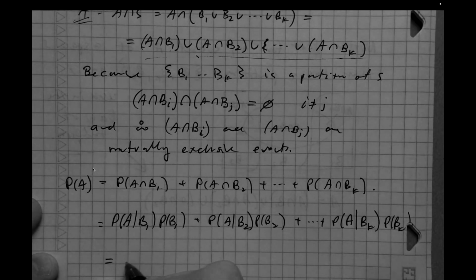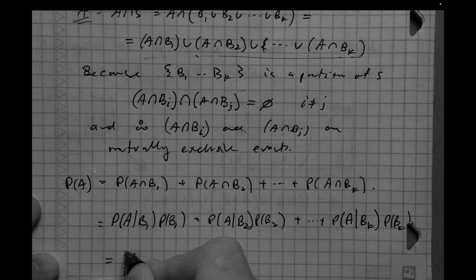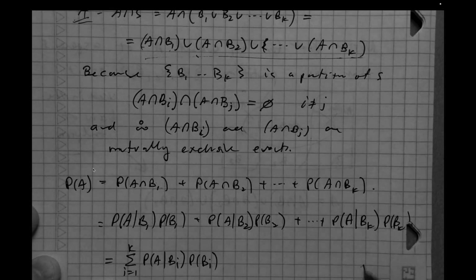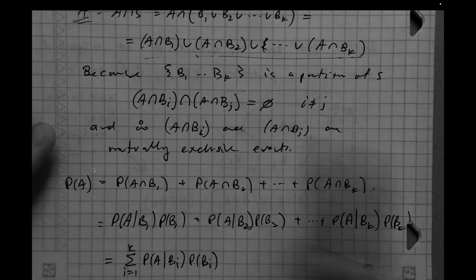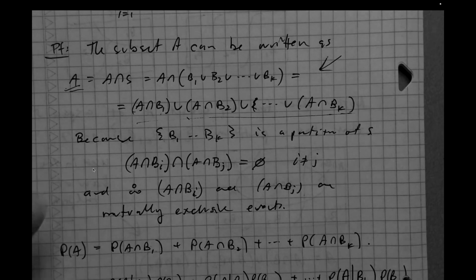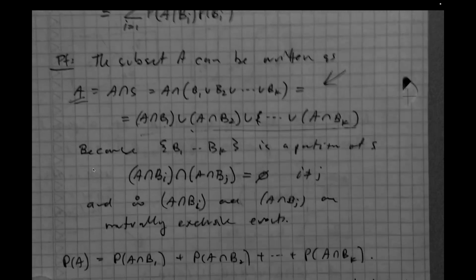So this is just equal to the sum from i equals 1 to k of the probability of A given Bi times the probability of Bi. Right, and so that's the theorem. This all kind of just falls out of this characterization here. So you've got a partition, and then any subset can be written in this clever way using the partition. Okay, and so that is the law of total probability.